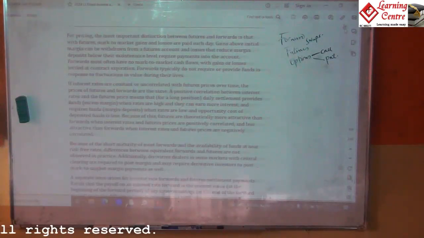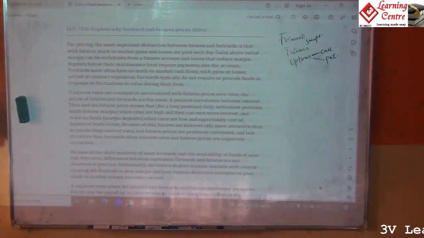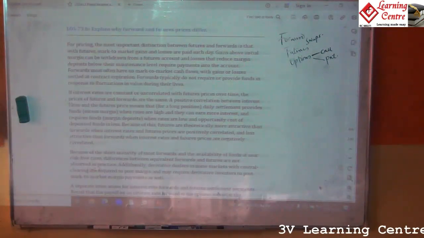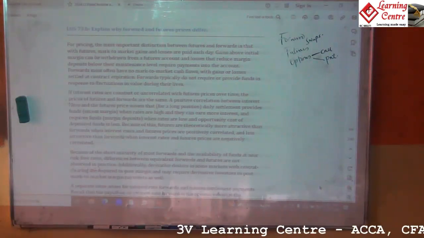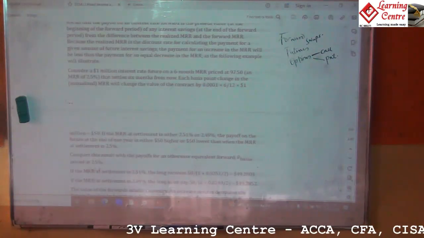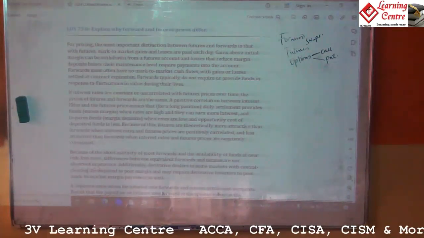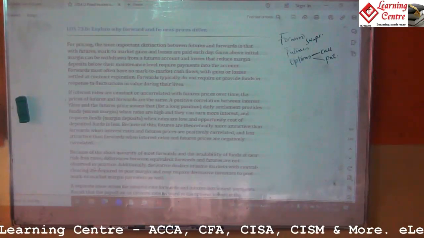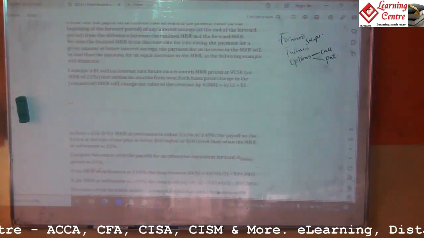So explain why forward and futures prices differ. We've also spoken about this when we spoke about the margins and how you have mark to market for futures, but you don't have it for forwards. That's basically the summary here. And we have said for the forward, the price is constant, but the price of the future is changing. Basically what we just spoke about in this example. Okay?